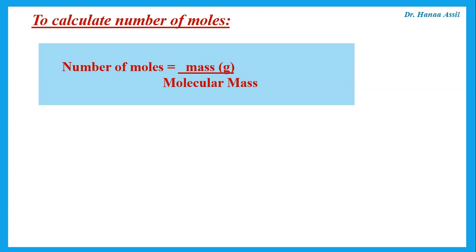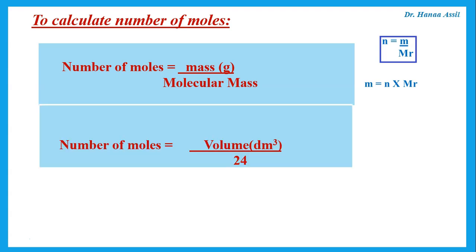We said we have equations that you should know. So if we're given a mass in grams and we're told to calculate number of moles, it is mass in grams over the molecular mass, or the MR. So number of moles is mass over molecular mass. If we're required to get the mass, for example, you should be able to rearrange the equation. Mass is number of moles times MR, or MR is mass over number of moles.